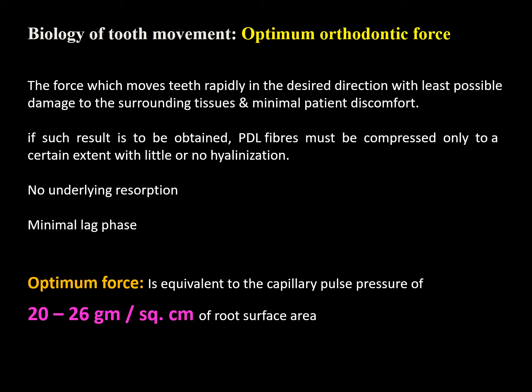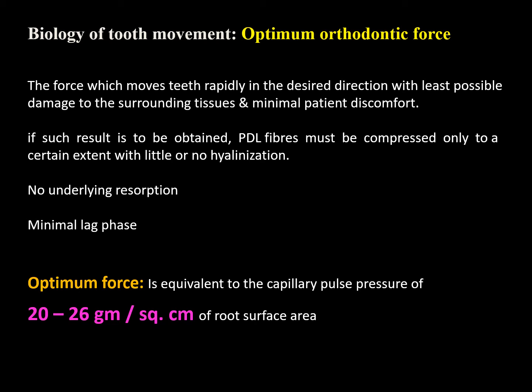How about the optimum orthodontic force? Is there an optimum orthodontic force? I guess there is. This force is around 20 to 26 grams per square centimeter of the root surface area. This is also equivalent to the capillary pulse pressure, and hence it is within the physiological norms. The optimum orthodontic force is the force which moves teeth rapidly in the desired direction with the least possible damage to the surrounding tissues and minimal patient discomfort.